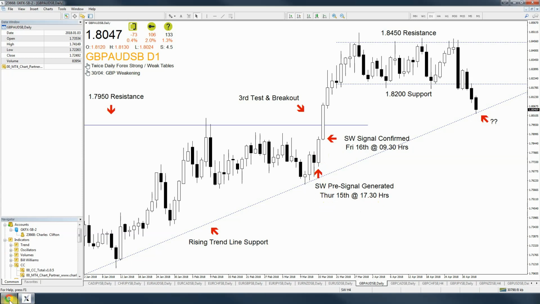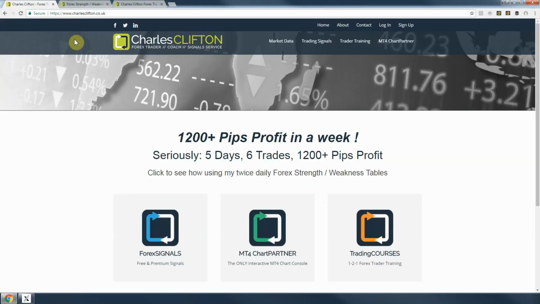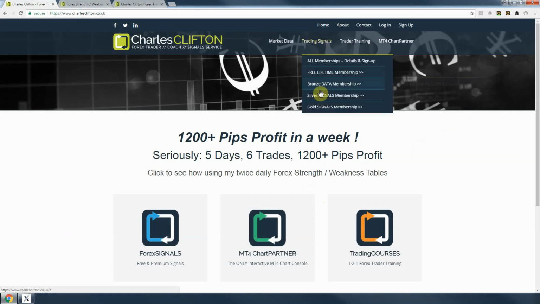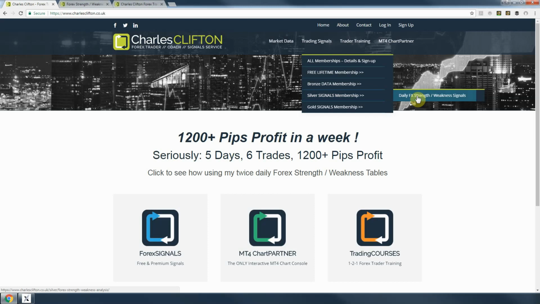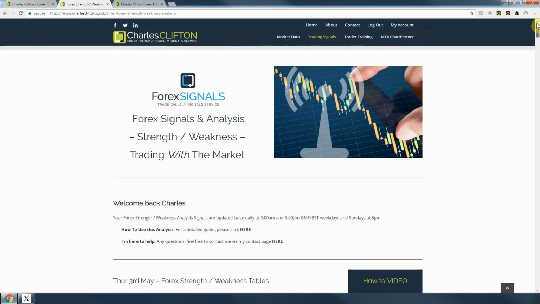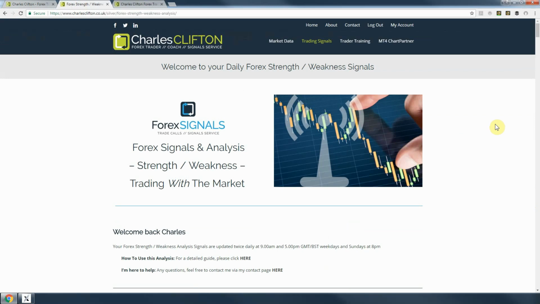Right, let's go straight across to our tables. That's the home page. If you have trouble finding these tables, all you've got to do is go to charlesclifton.co.uk, go to Trading Signals, Silver Signals, and click on Daily FX Strength Weakness Signals. That will fire you straight through to our main signals page, as you can see here. Welcome to your daily Forex strength weakness signals.